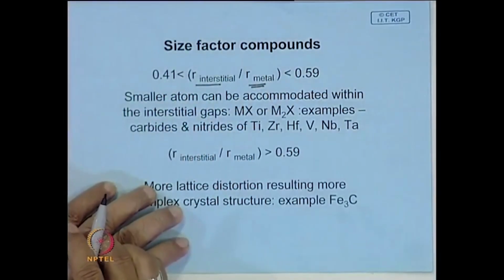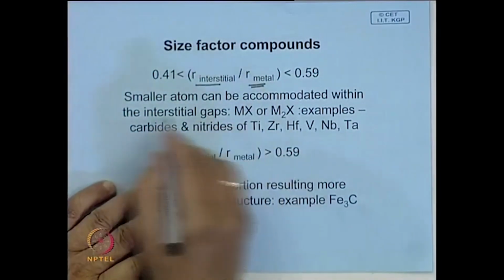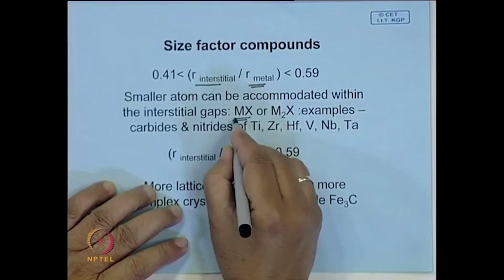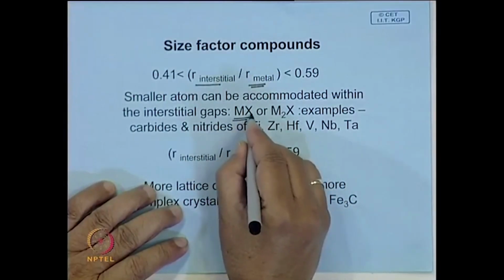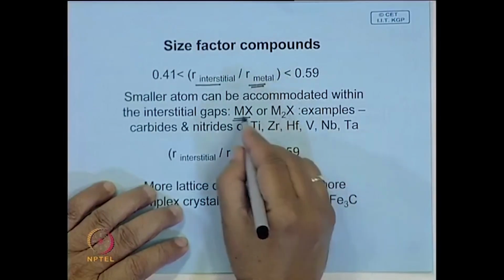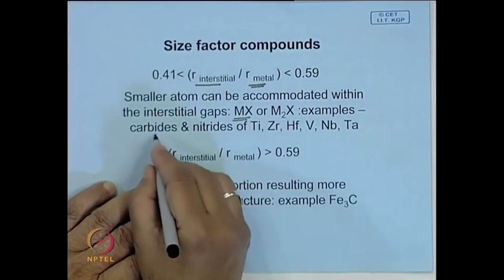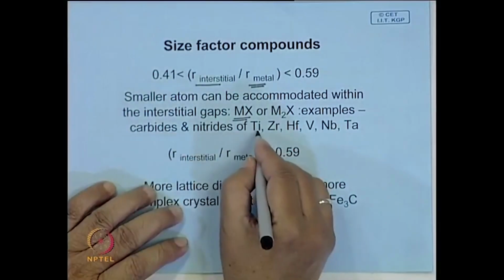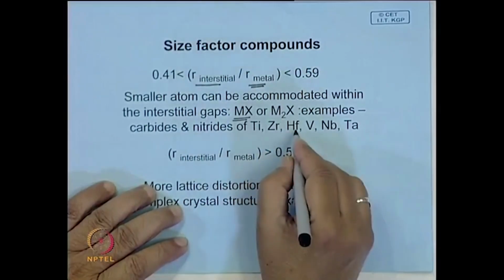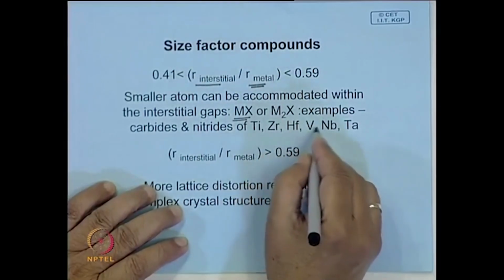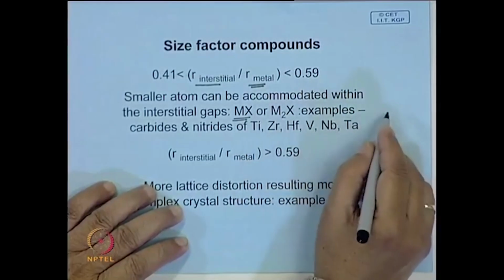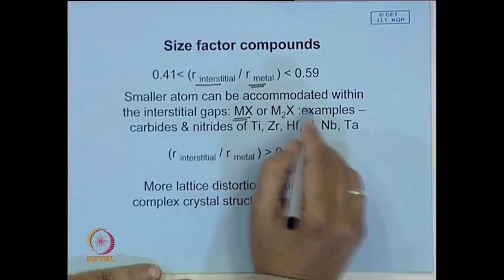But if it is in this range, there is a tendency to form a compound, and this compound has an interesting crystal structure, either MX or M2X, where M is the metal and X is the interstitial element. Some examples are carbides and nitrides: titanium carbide, zirconium carbide, hafnium carbide or hafnium nitride, vanadium nitride, vanadium carbide. These are examples where this type of structure forms.